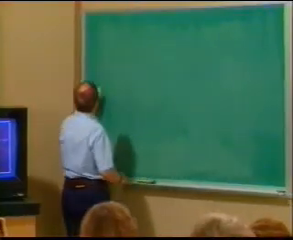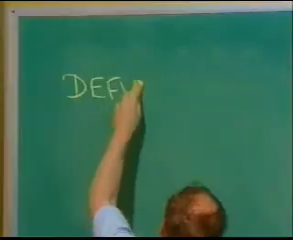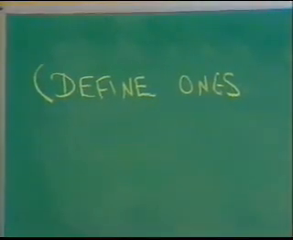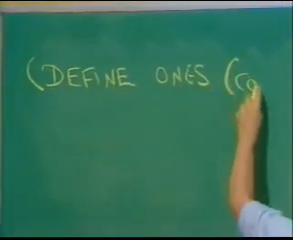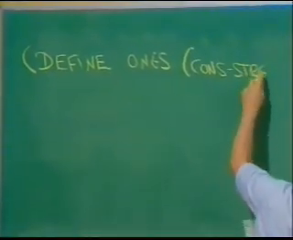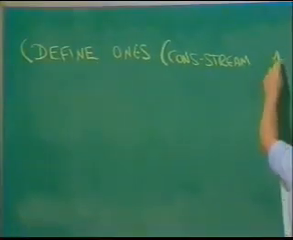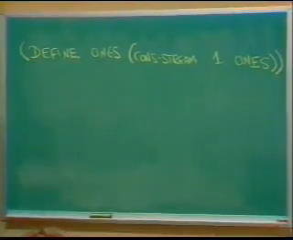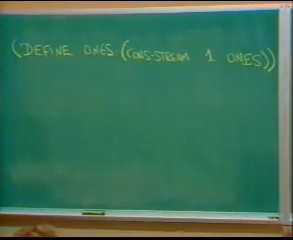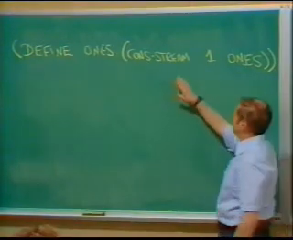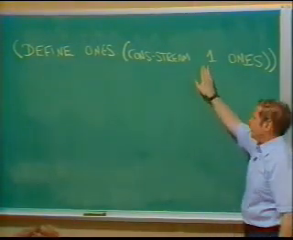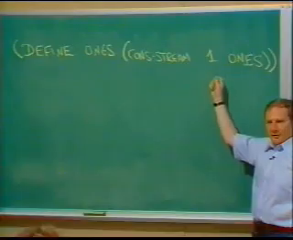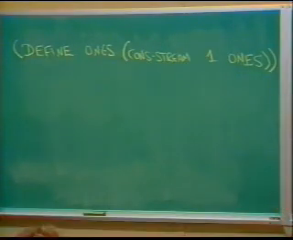Suppose I write this. I say define, call it ones, to be cons-stream of 1 onto ones. And what's that? That's going to be an infinite stream of ones, because the first thing is 1, and the tail of it is a thing whose first thing is 1, and whose tail is a thing whose first thing is 1, and so on and so on and so on. So that's an infinite stream of ones.